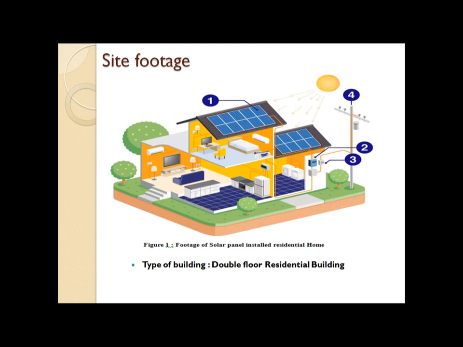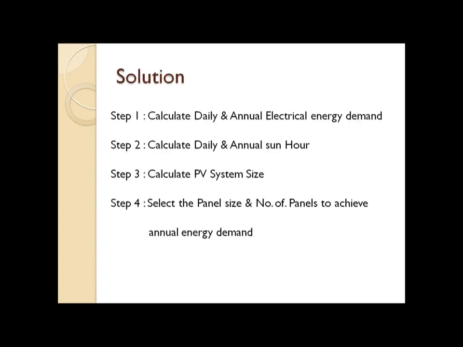From this building plan we can calculate PV system size by using 4 different steps. That is, step 1, calculate daily and annual electrical energy demand. Step 2, calculate daily and annual sun hour. Step 3, calculate PV system size. And step 4, select the panel size and number of panels.